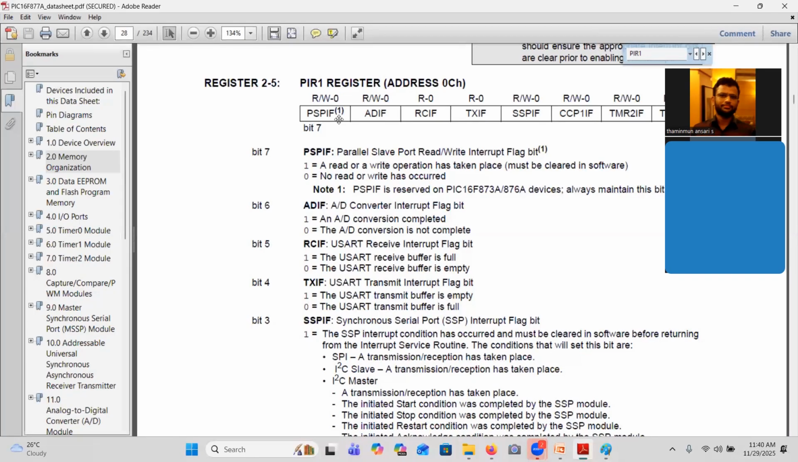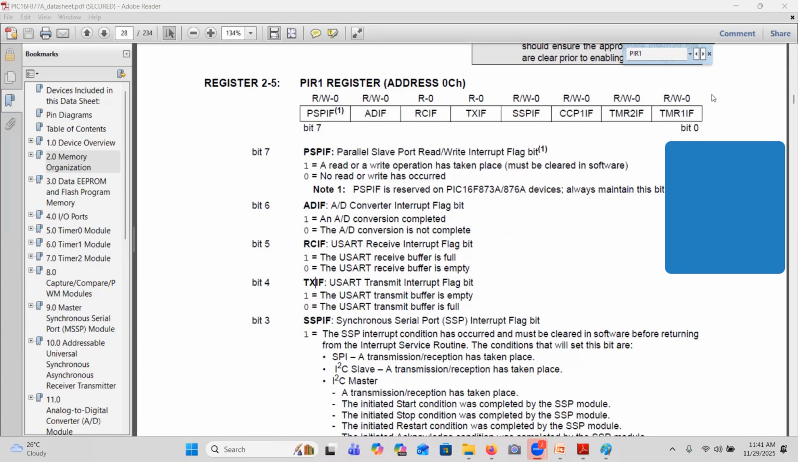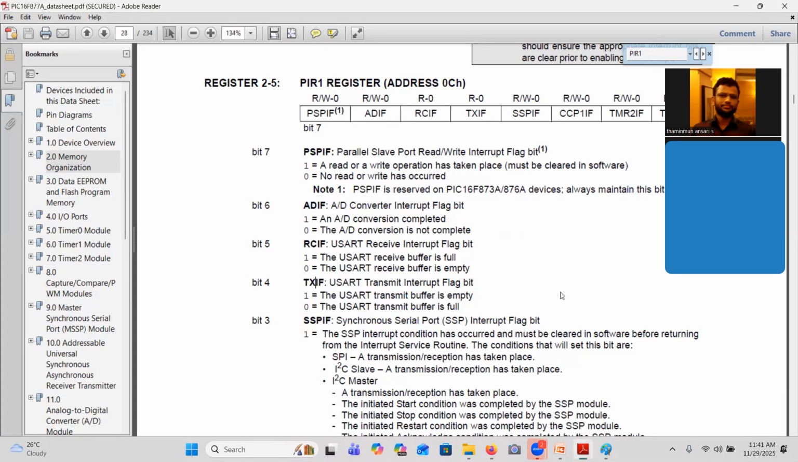Then analog to digital conversion ADC interrupt flag, receive interrupt flag, transmit interrupt flag, SSP interrupt flag, CCP1 interrupt flag, timer 2 interrupt flag. If you look at this, all these are peripherals. Timer is a peripheral, capture compare is a peripheral, synchronous serial port is a peripheral, USART is a peripheral, analog to digital converter is a peripheral, and parallel slave port is a peripheral. That's why they have given the name PIR1 register, peripheral interrupt register 1. Understood? Clear now?